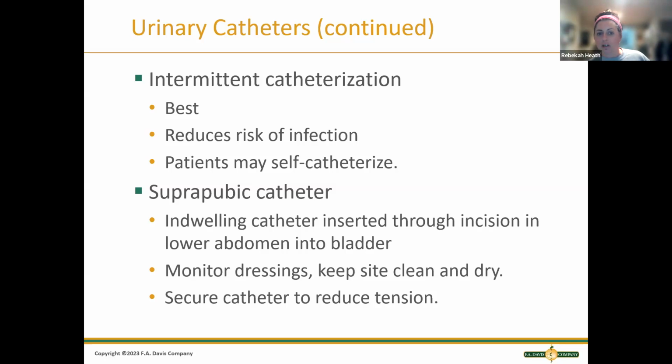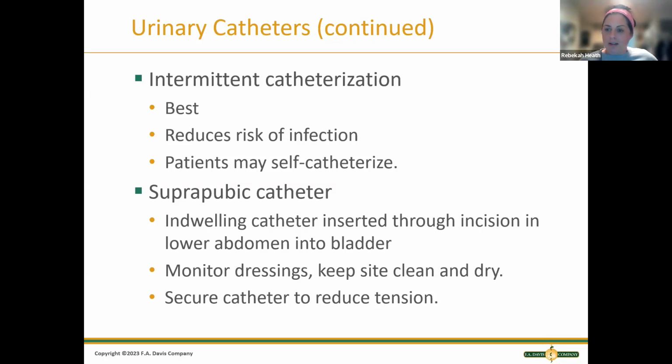So what we like to do, if it's not an indicated reason, is that we might use intermittent catheterization, right? Somebody just can't empty all the way. They're not able to void on their own very well. And so we might have intermittent catheterization. Patients sometimes will catheterize themselves.